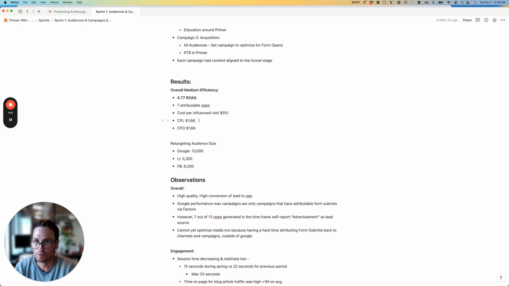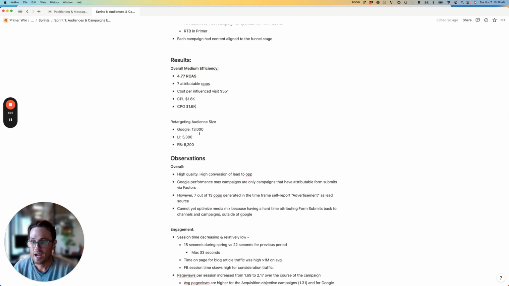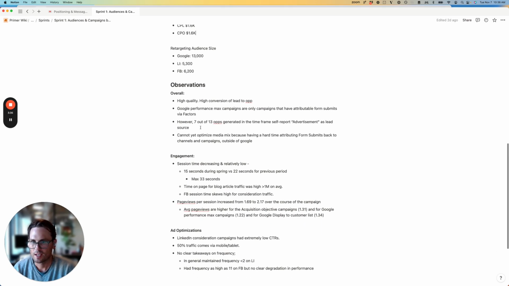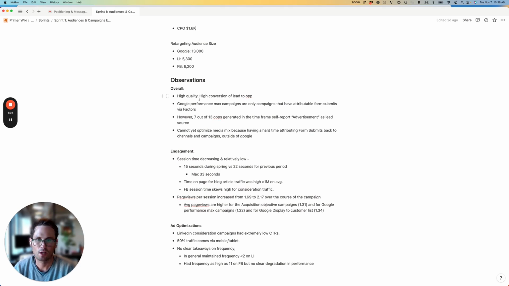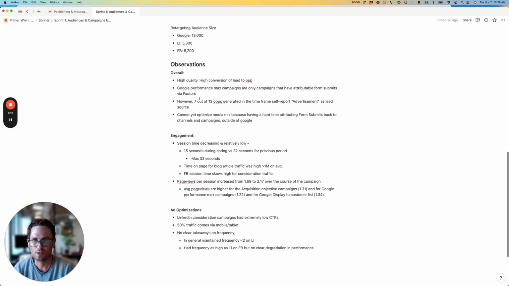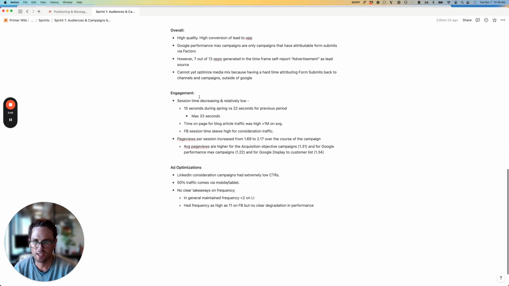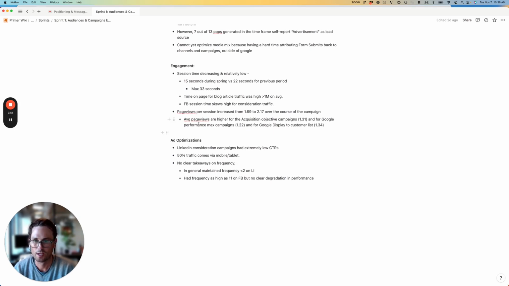Our cost per lead was $1.6K, and our cost per opportunity was also $1.6K, which, while high, indicates that all the leads that we were generating were highly qualified, which is great, and high intent. After we dig into the results, we go into learnings and observations. So overall, we saw high quality conversion of lead to op. We saw certain channels and campaigns performed better, and then we also look at engagement, and we also examine potential ad optimizations that we could do.